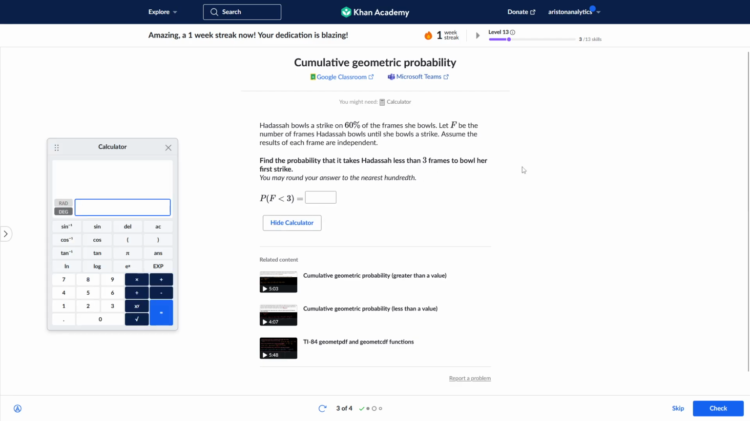Takes less than 3 frames to bowl her first strike. So, in 1 or 2 frames. Strike in the first, strike in the second. Strike in the first, and strike in the second.